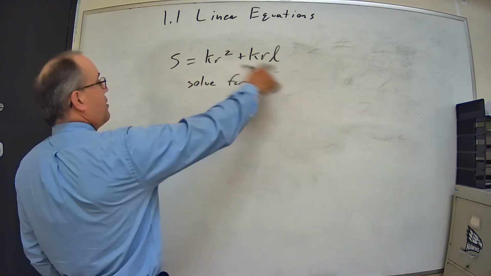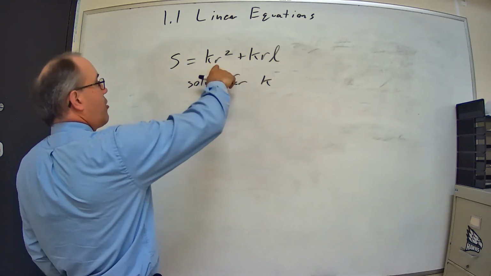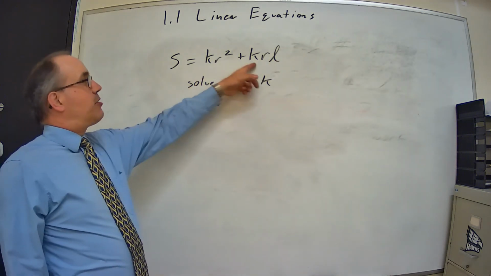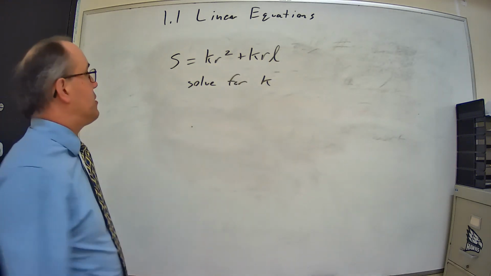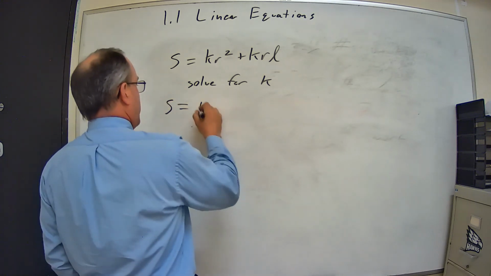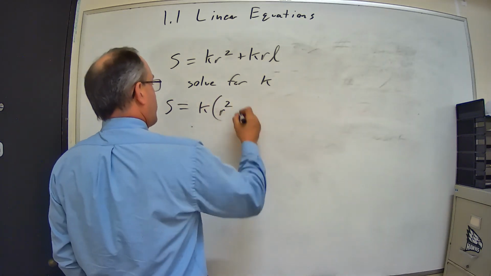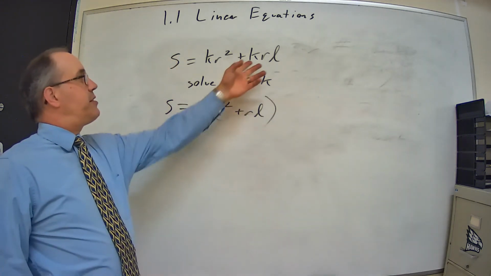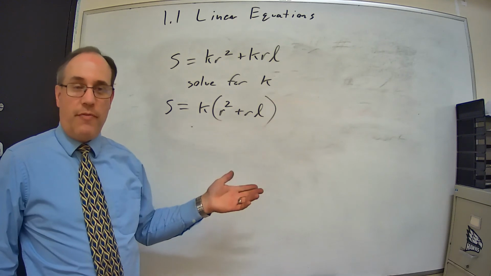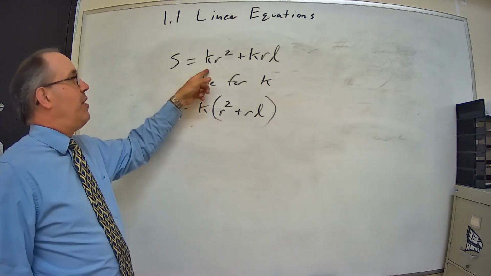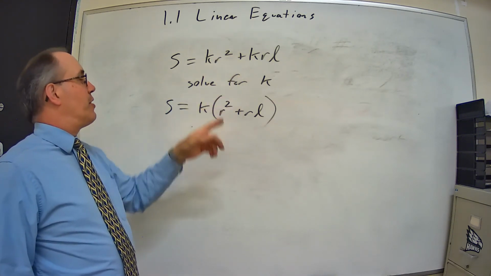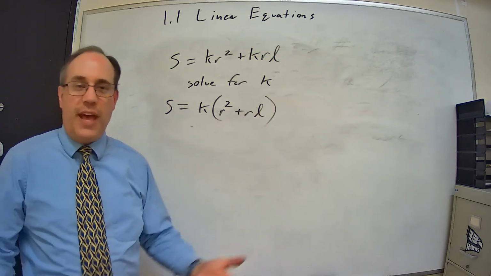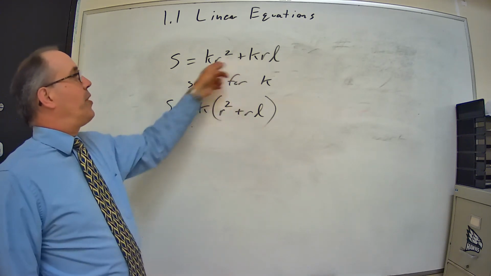Well, what am I going to do here? Well, I have KR squared plus KRL. Can't I factor out the k and leave the rest of the stuff there? So I can say s is equal to k times r squared plus rl. Remember, we don't have to necessarily factor out the greatest common factor. We're trying to get k by itself. So don't factor out kr and give yourself kr times r plus l, because you're still going to have to get rid of that r at some point anyway. We just want to pull the k out.